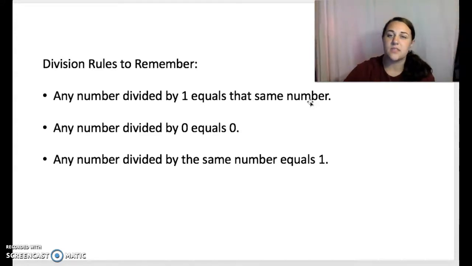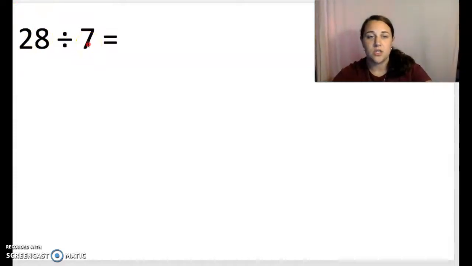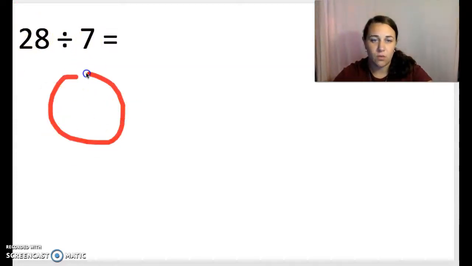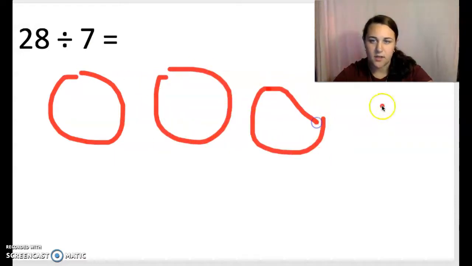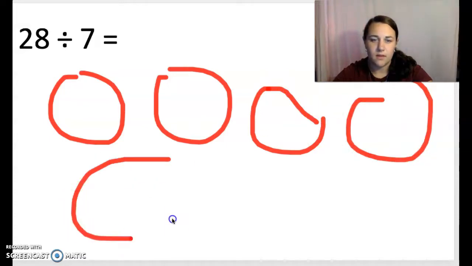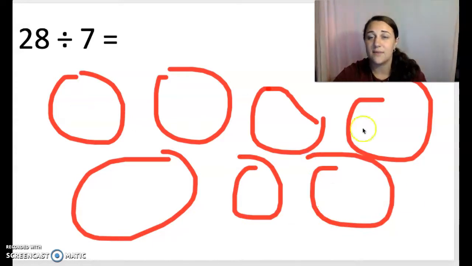All right, friends, so let's get started. So I have 28 divided by 7. Okay, so I know that 28 needs to be divided equally into 7 groups. So I'm going to make my 7 groups. 1, 2, 3, 4, 5, 6, 7. Okay, I have my 7 groups. Now I can divide this 28 equally amongst my 7 groups.